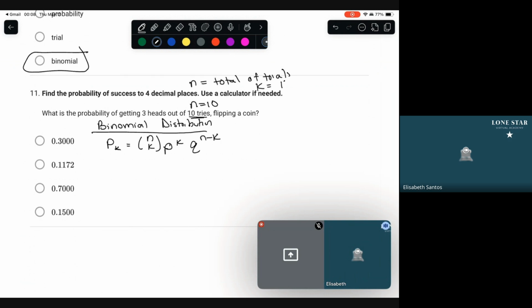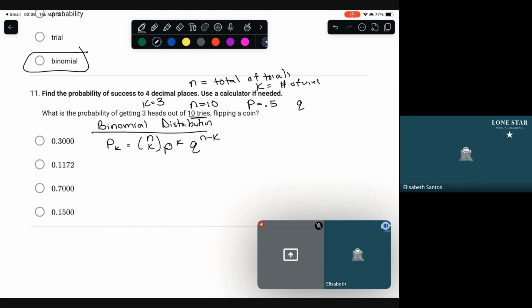K is the number of wins. So for us to have a quote unquote win, we want a head. How many heads do we want? We want 3, so K is 3. And then P just represents the probability of that win. So what's the probability of getting a head? It's 50%, right? So we're going to write it as a decimal, 0.5.